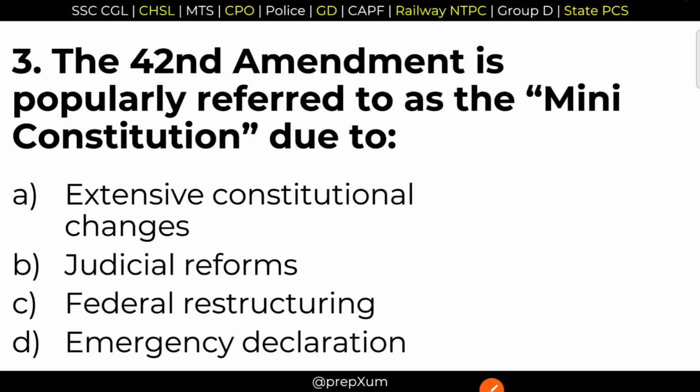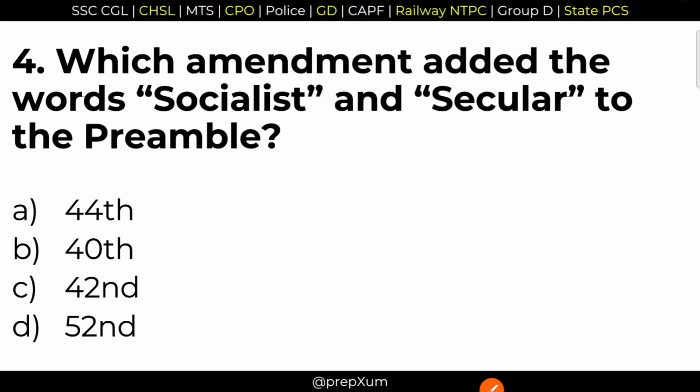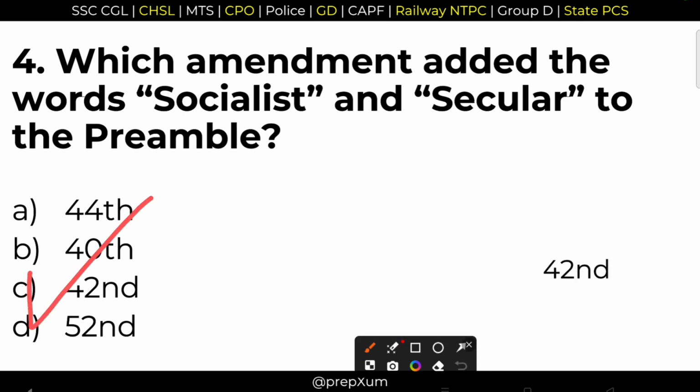3. The 42nd Amendment is popularly referred to as the Mini Constitution due to option number E, extensive constitutional changes. Option number A is the correct answer. 4. Which amendment added the words socialist and secular to the preamble? Option number C is the correct answer, the 42nd Constitutional Amendment Act 1976.